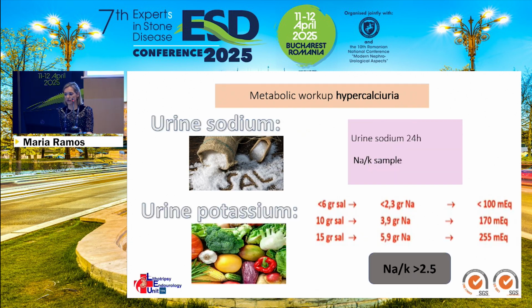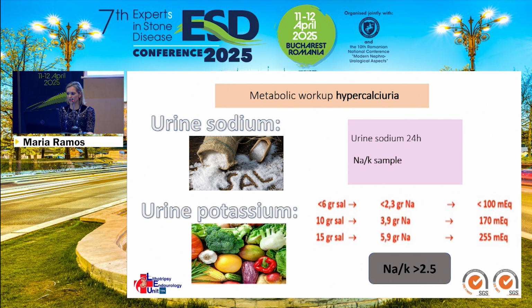And the urine sodium excretion is considered the most reliable method to assess sodium intake. The most appropriate sample is 24-hour urine, but in children, in non-continent patients, we can use the sodium-potassium ratio. A sodium-potassium ratio over 2.5 means a diet rich in salt and poor in fruit and vegetables.